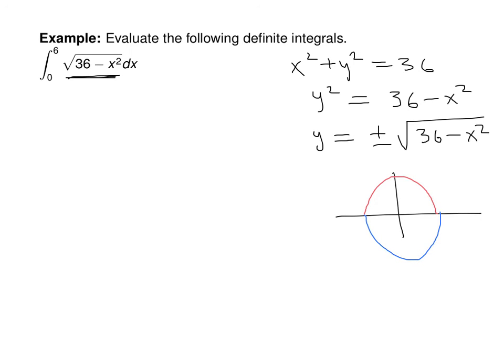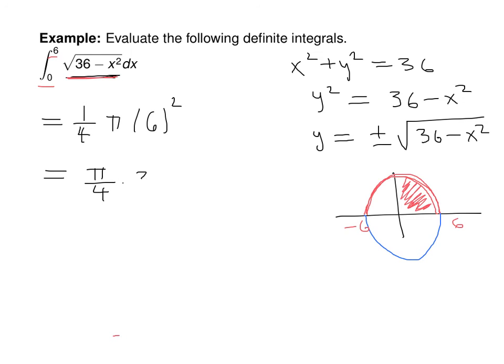So what we have in this particular integrand is a semicircle of radius 6, so that's negative 6, that's positive 6. The fact that the integral goes from 0 to 6 means that I want the area under this curve right there. So I have a quarter circle. So this integral is the area of a quarter of the circle of radius 6. So 1/4 times pi r squared. The r is 6. 1/4 pi times 6 squared. So that's pi over 4 times 36. Or 9 pi.